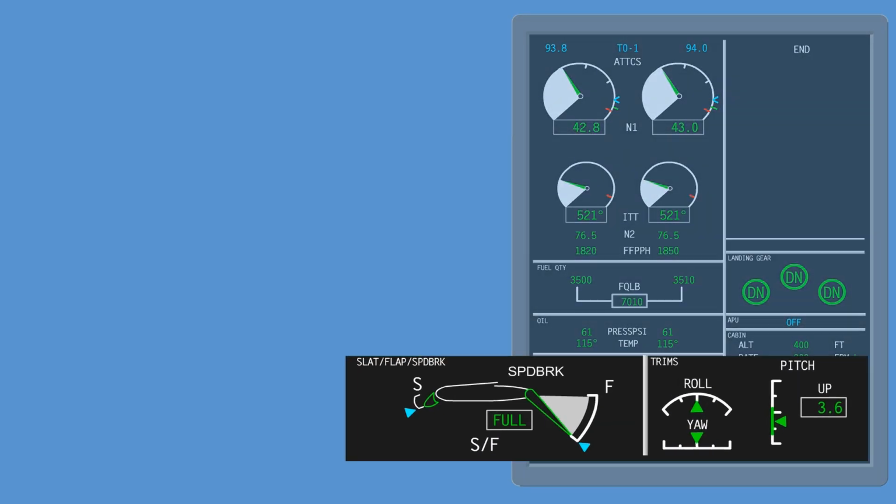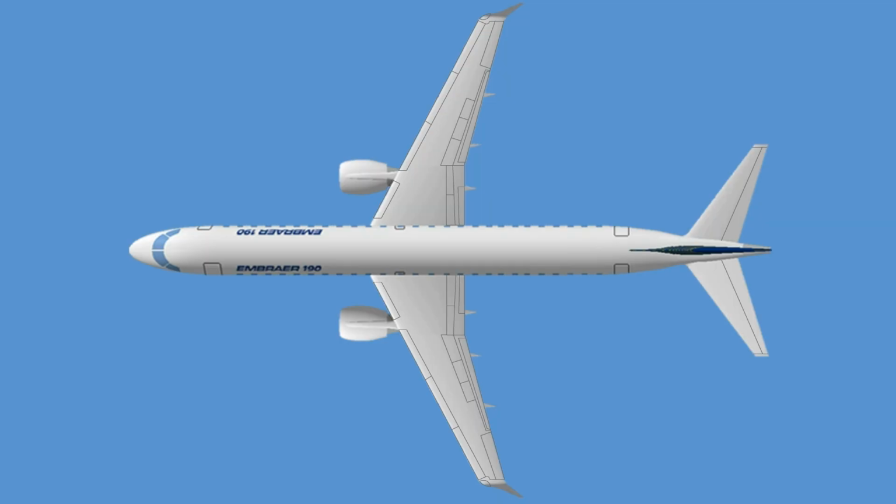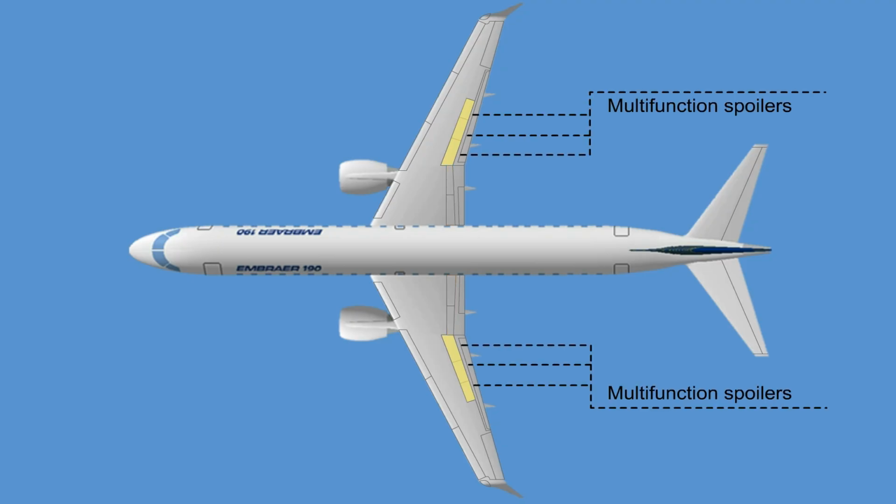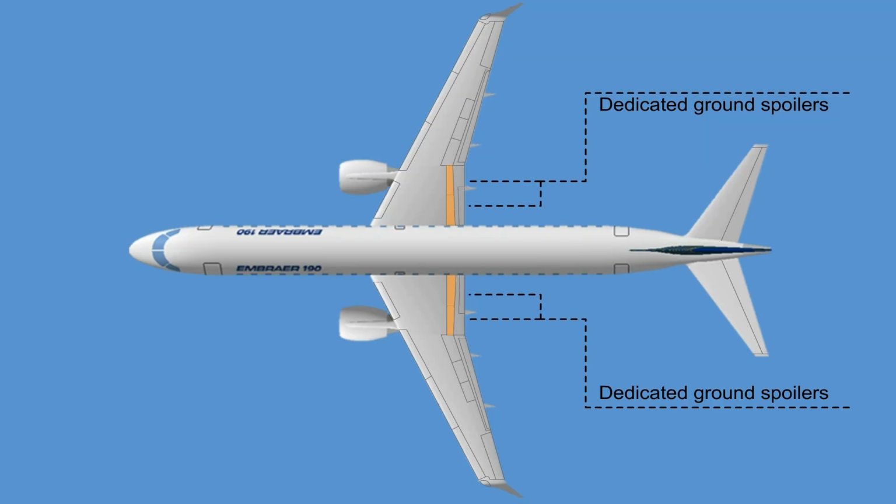Speed brake selection is indicated in flight by a white speed brake annunciation and a white ground spoiler annunciation during the landing roll. The spoiler control system commands 5 symmetrical pair of spoiler panels, 3 pairs of multifunction spoilers located on the outboard wing section, and 2 pairs of dedicated ground spoilers located on the inboard wing section.